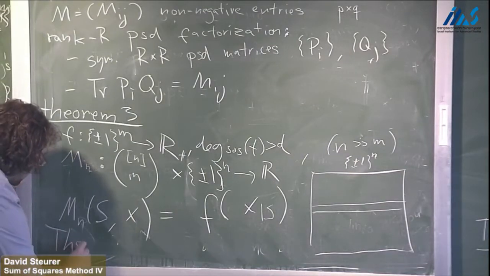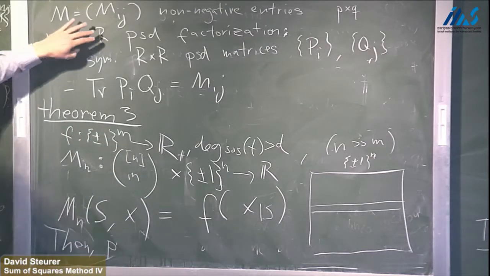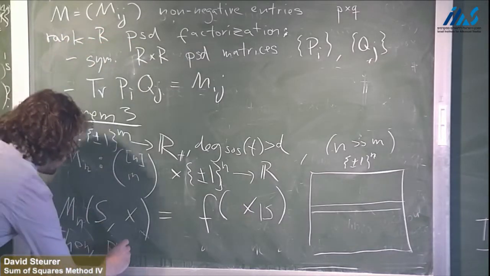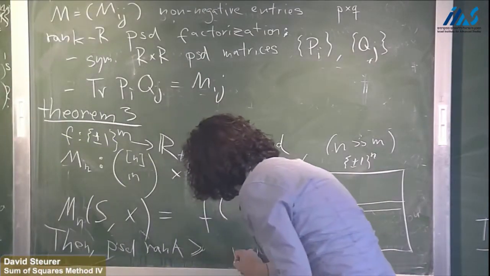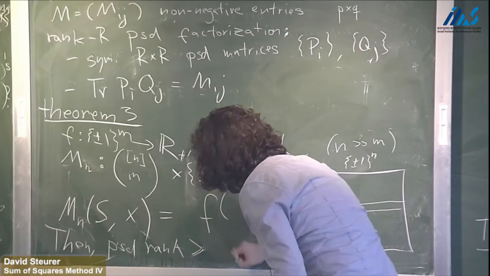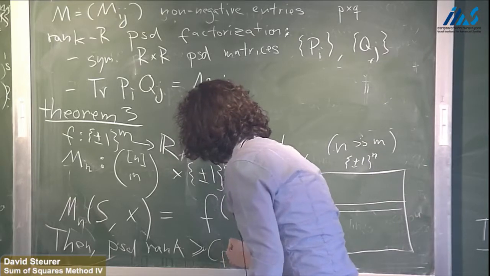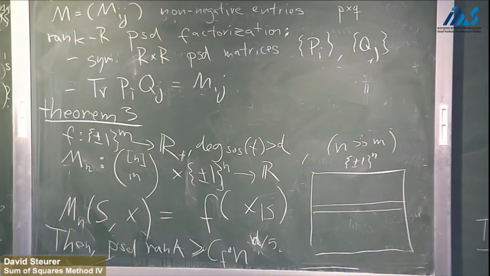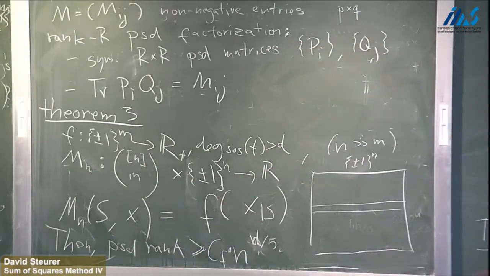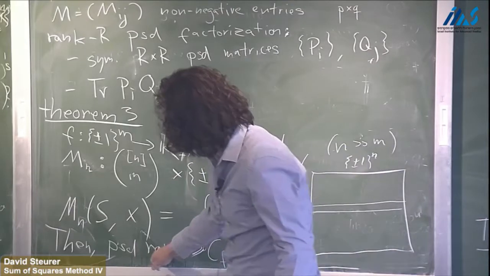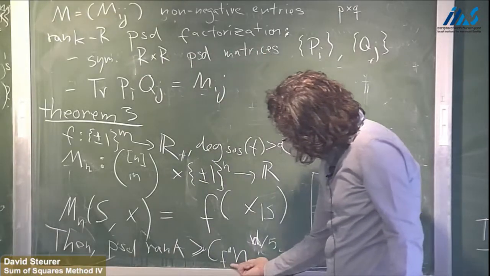So the conclusion is that the PSD rank of this matrix, so the minimum rank of a PSD factorization of this matrix, is at least n to the d divided by 5 times some constant depending on f. So we can prove a lower bound on the PSD rank of matrices of this form. This is the PSD rank of M sub n. The lower bound only goes in terms of n.